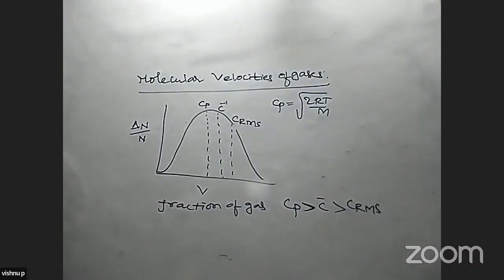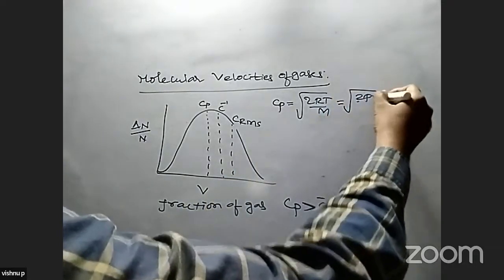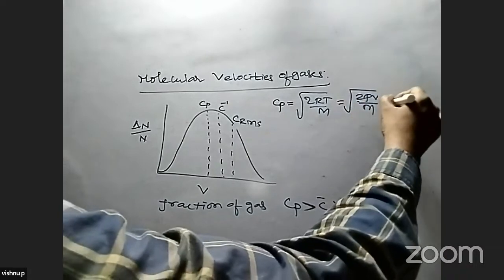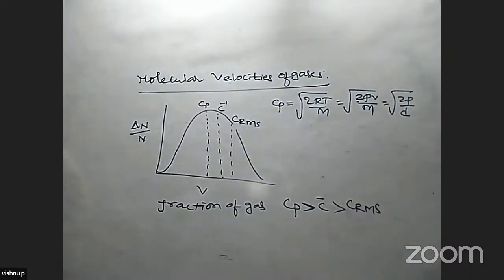PV is equal to RT for 1 mole of gas, so we can take it as root 2PV by M also. And density is equal to mass by volume, so we can take it as root 2P by D also. This is called the most probable velocity of gas.